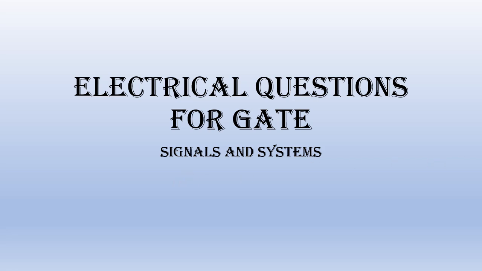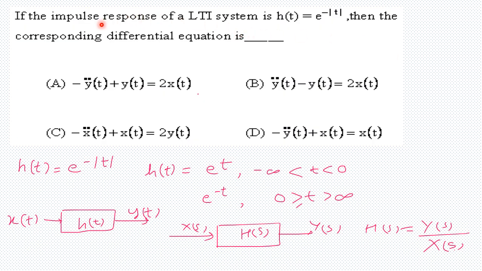Hello friends, in this question we are asked to find the differential equation corresponding to an LTI system whose impulse response is given as h of t equals e power minus mod of t. Okay, so how to proceed? So h of t equals e power minus mod of t.